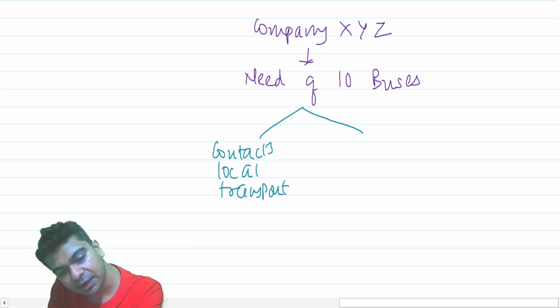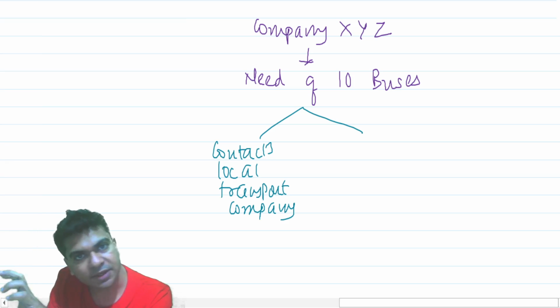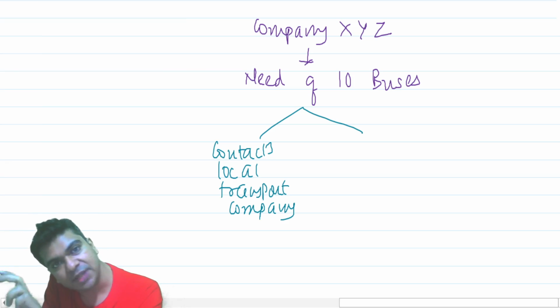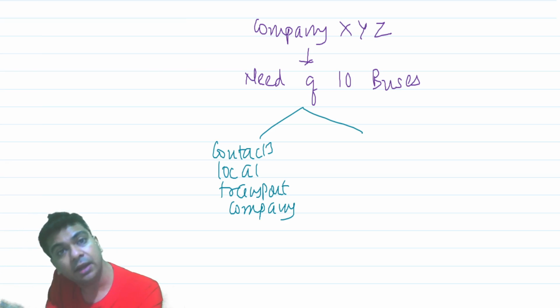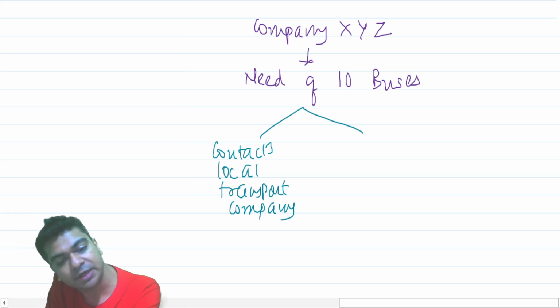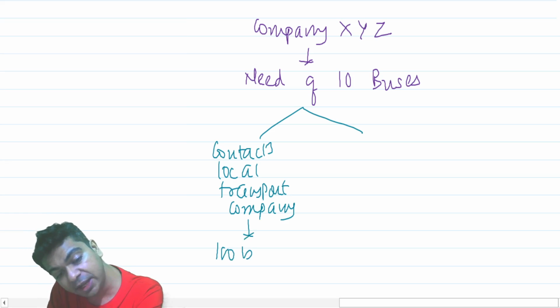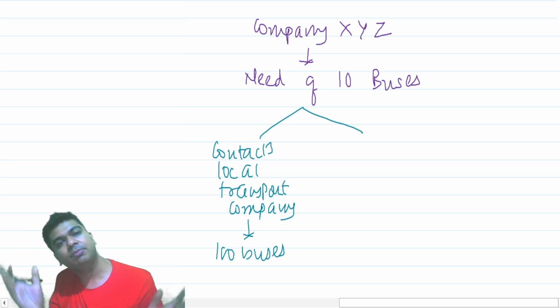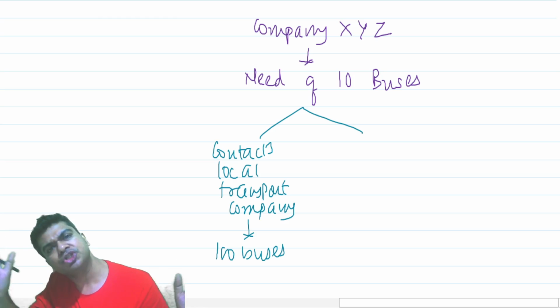Let us say there is a local transport company. By local I mean it's a company which is there in this particular city, and it is very well known for the services that it provides. So it contacts a local transport company. This transport company is already owning, let's say, 100 buses. So it has a huge transport business.